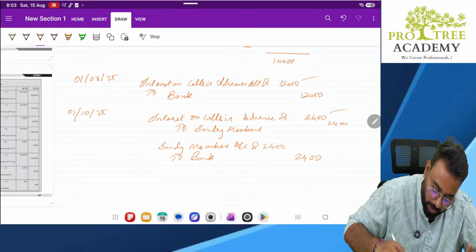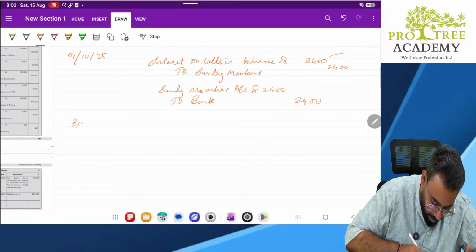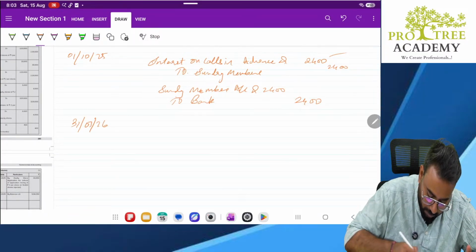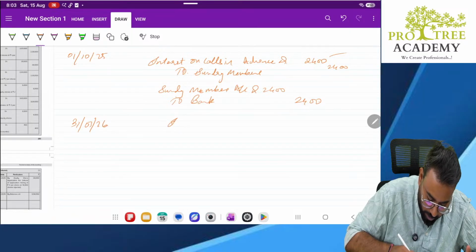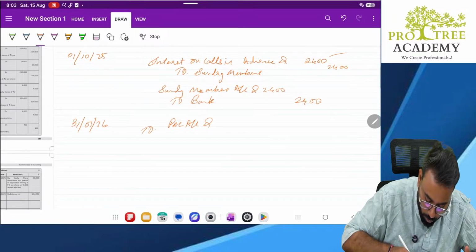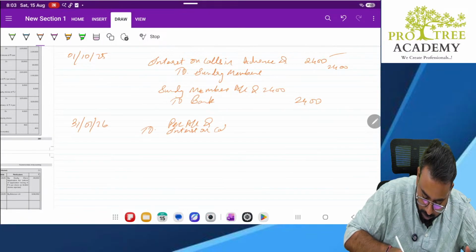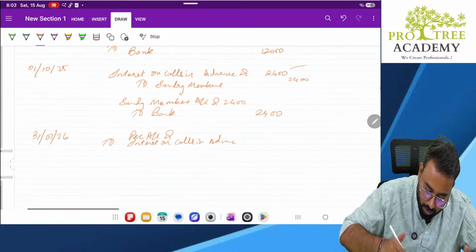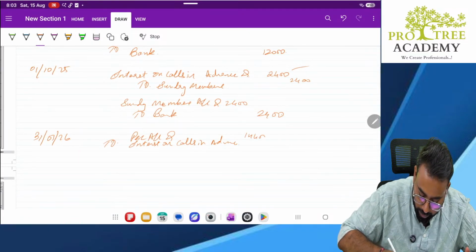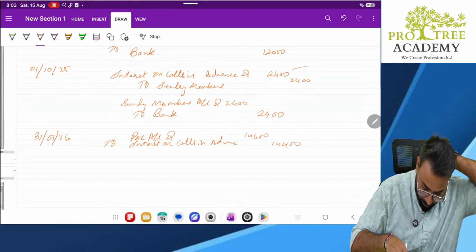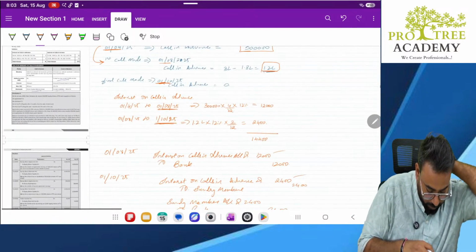Put together, it has to be transferred to P&L. When will we transfer? Suppose we are transferring on 31st March 2026. So what is the entry? P&L account debit to interest on calls in advance, total 14,400. Okay, that's it.